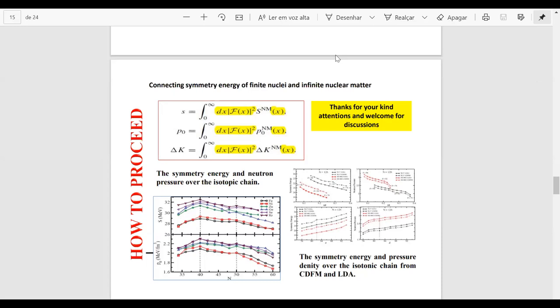For the moment, we have only the isotopic chain, and all the observables for the finite nuclei have been studied. It also helped to constrain the nuclear matter parameters in terms of symmetry energy and its coefficients.